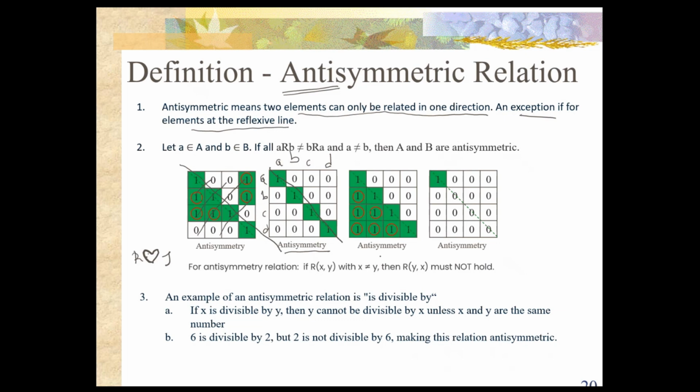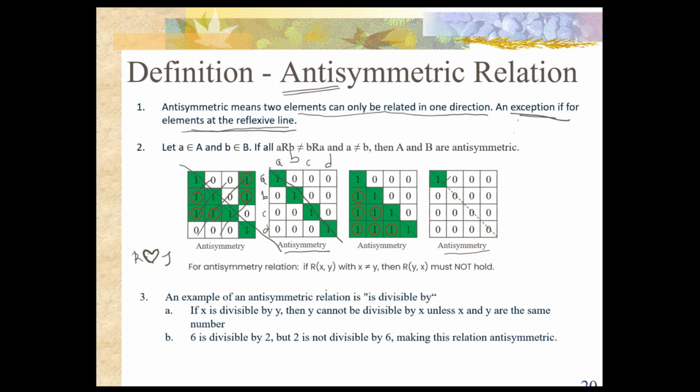Let's look at the third example. This is obviously anti-symmetry because you see the counterpart, there's no relationship from the counterpart. Only one direction, yeah? And this one is also anti-symmetry because it has at least one relation along the diagonal cells. It's considered anti-symmetry because it says here an exception is for elements at the reflexive line.